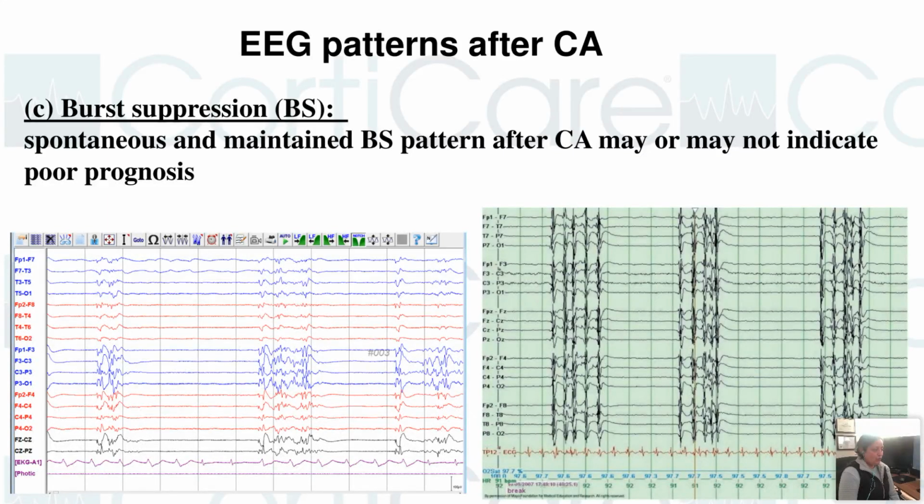On the left side, if you see, you have asymmetric bursts. There are sharply contoured frequencies also you're seeing. There are some discharges. But on the right side, you have identical highly epileptic bursts. This pattern has very poor prognosis. So that's why a spontaneous and maintained burst suppression pattern after cardiac arrest may or may not indicate poor prognosis.